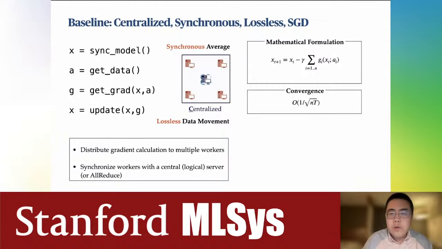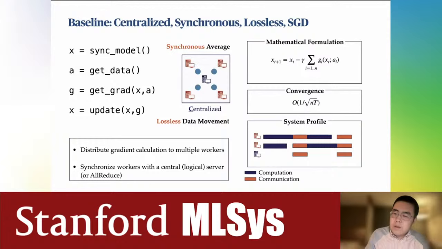Theoretically, for a non-convex smooth function, you get a convergence rate that looks like this, where T is the number of iterations you are going to run and N is the number of machines. The system profile looks like this: you have a computation phase, followed by a communication phase, and then you compute again. This communication phase and the slow network are what we want to get rid of.